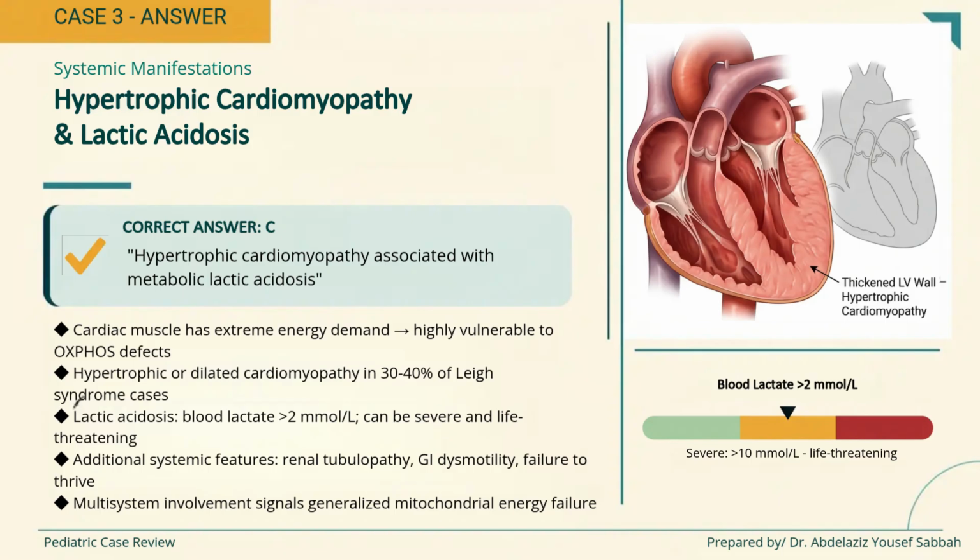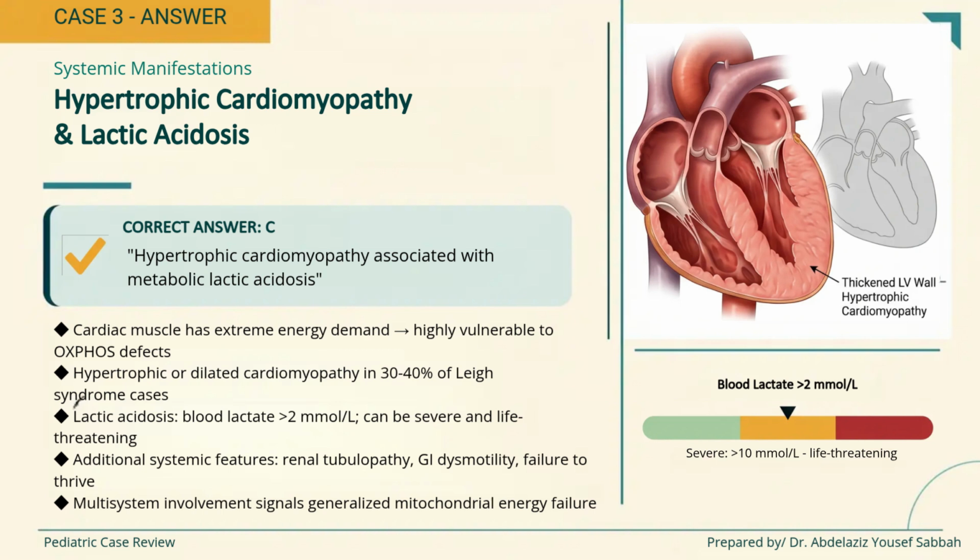Cardiac muscle has an extreme energy demand, which makes it highly vulnerable to oxidative phosphorylation defects. Hypertrophic or dilated cardiomyopathy is seen in roughly 30 to 40% of Leigh syndrome cases. Lactic acidosis is defined by a blood lactate above 2 millimoles per liter and can become severe and life-threatening, particularly above 10 millimoles per liter.